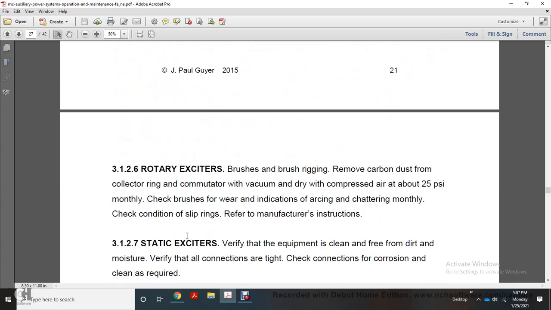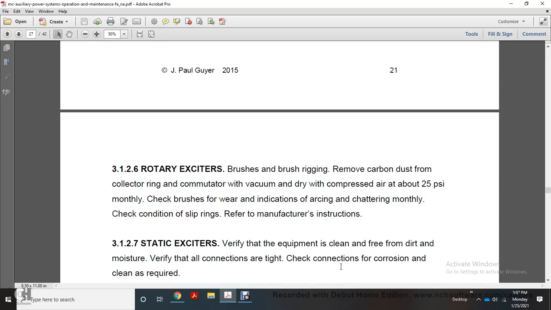Rotary exciters, brushes, and brush rigging. Remove carbon dust from the collector ring and commutator. Vacuum or dry compressed air at about 25 psi, monthly. Check brush wear and indications of arcing and chattering monthly. Check the condition of the slip rings. Refer to manufacturer instructions. Static exciters. Verify that the equipment is clean and free from dirt.